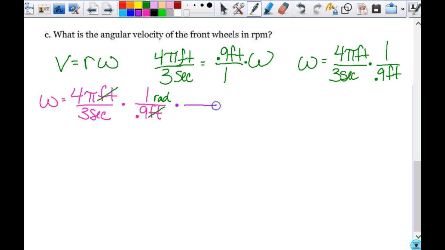So I'm going to convert. I'll first convert my radians. So radians have to go down here. Revolutions. 1 revolution for every 2 pi radians. Yes? So radians cancel out. And then I have my revolutions. I need minutes instead of seconds. That should be times, not equals, sorry. And then seconds have to go on the top, minutes in the bottom. So 60 seconds for every 1 minute. My seconds cancel out. So now I have revolutions per minute.